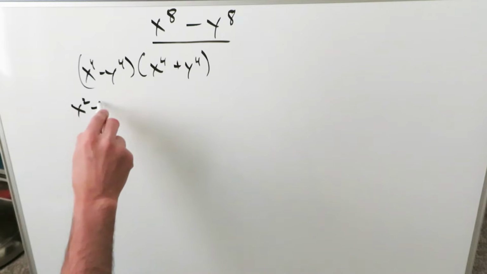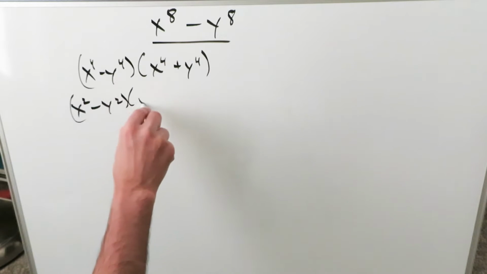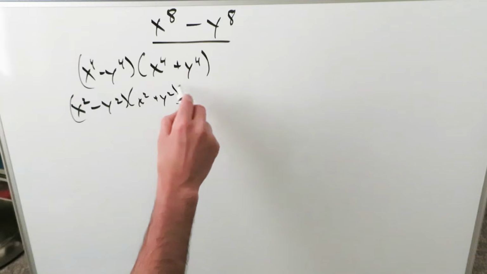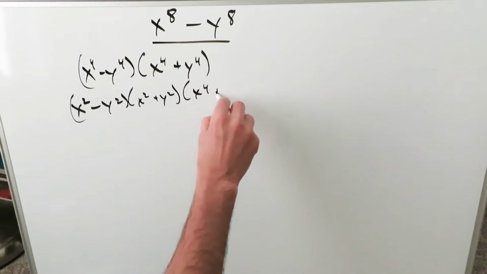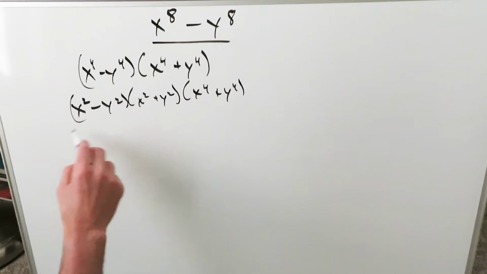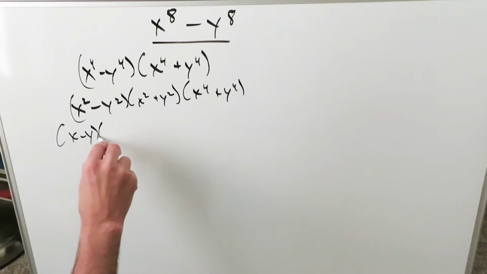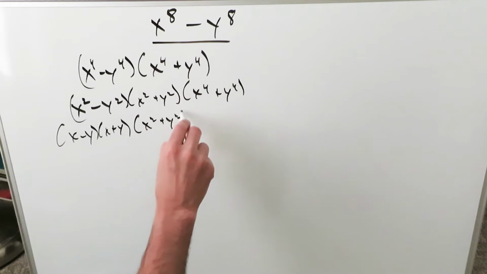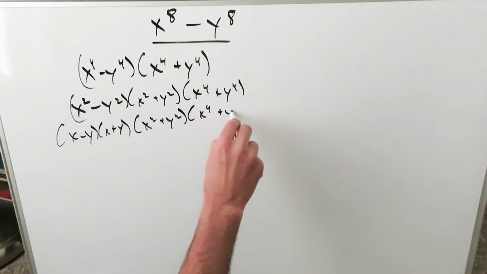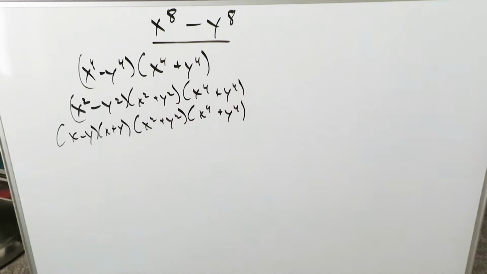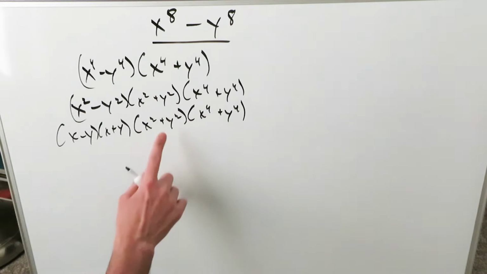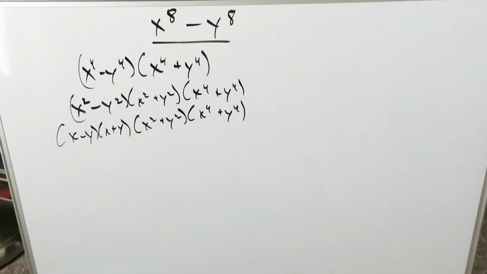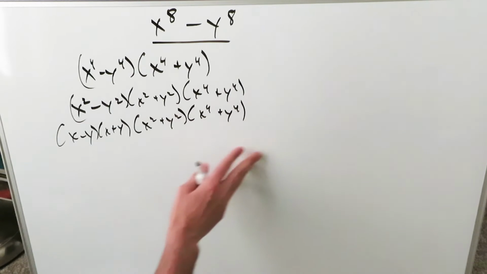We can do x squared minus y squared times x squared plus y squared. We also have this x to the 4 plus y to the 4. And then over here, I have x minus y times x plus y. And then I have x squared plus y squared times x to the power 4 plus y to the power 4. And one would think that we are done, when in fact we can keep going because these indeed are factorable, and we will factor them on the side and bring them down over here.